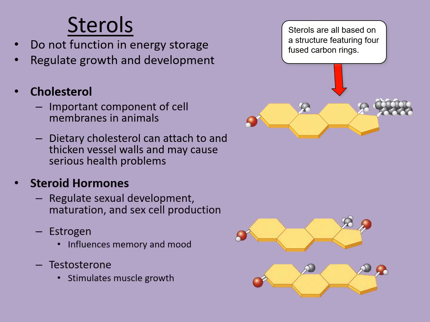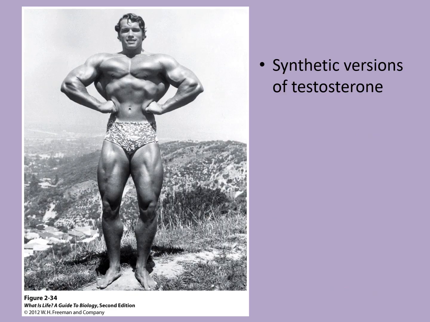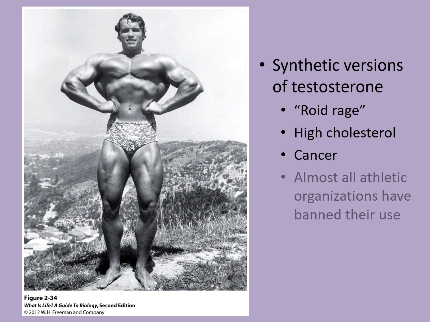Steroid hormones regulate sexual development, maturation, and sex cell production. Estrogen influences memory and mood, and testosterone stimulates muscle growth. These are all in the sterol family. Synthetic versions of testosterone can cause things like roid rage. We've heard of this. It can also cause high cholesterol and cancer, which is abnormal growth of cells, and almost all athletic organizations have banned their use because of the damaging side effects.